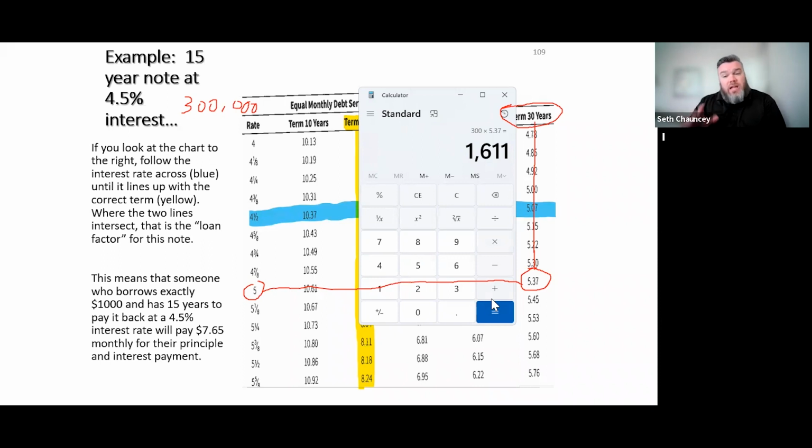Now, please understand that this is not the PITI payment. Remember, T and I don't go into amortization, just P and I, principal and interest.